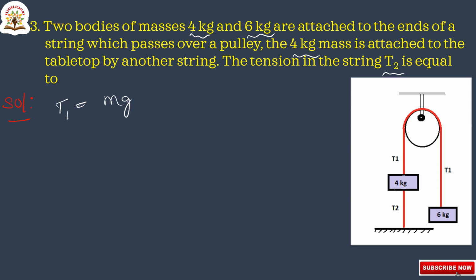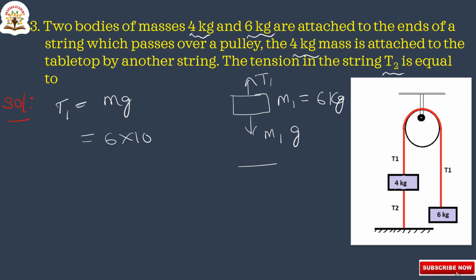T1 is equal to mg. Here, for example, this is the mass, this is T1, m1, they given as 6 kilogram, and for block mass m2 they given as this is m1g.